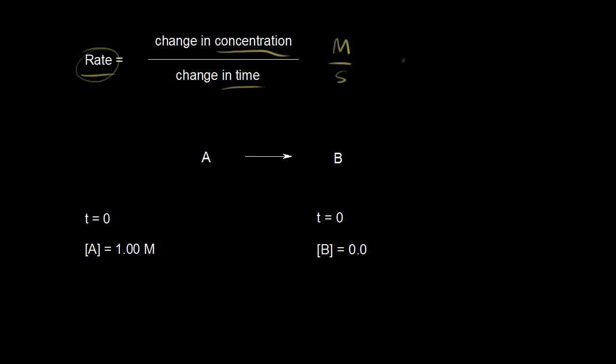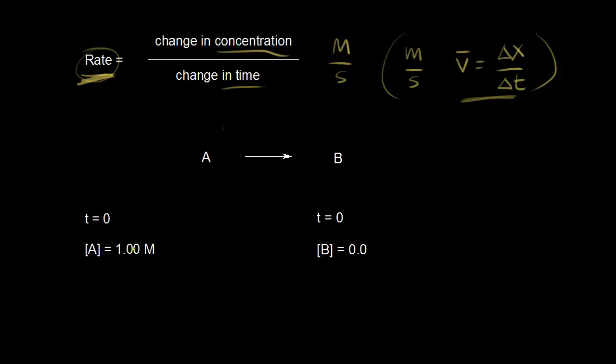Molar per second sounds a lot like meters per second, and that, if you remember your physics, is our unit for velocity. So average velocity is equal to the change in x over the change in time. And so thinking about average velocity helps you understand the definition for rate of reaction in chemistry.